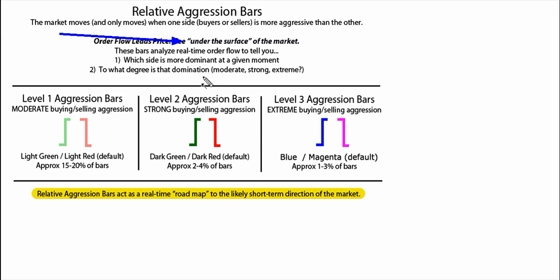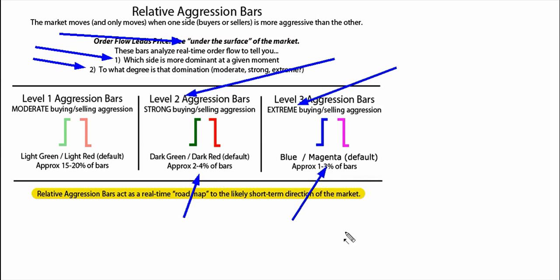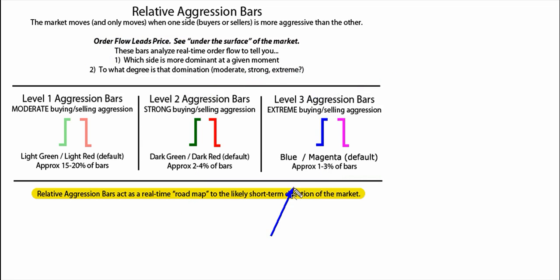So we're trying to find out when one side, buyers or sellers, is more aggressive at a given moment, and also to what degree. We really want to focus on these level 3 or extreme buying and selling aggression bars, and these level 2 or strong buying and selling aggression bars. You can see they don't happen a whole lot, so when they do, we really want to pay attention to them. And what we ask ourselves, especially if a level 3 comes in, is: do we have follow through? So if this is a buying level 3 bar, extreme buying aggression, do we have some follow through?